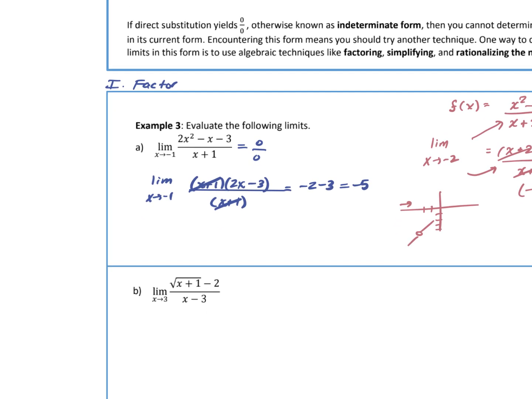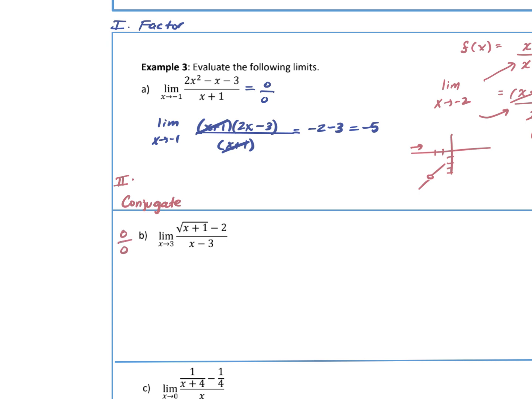All right, so next case here is going to be the conjugate. So again, you want to plug in. So if we plug in, you're going to get 0 over 0. I'm going to write it here, so I give myself some space over here. So what you're going to do is multiply top and bottom by the conjugate of the top. So it's root x plus 1 plus 2, over root x plus 1 plus 2. All right, so you have to write the limit each time. Until you actually plug the value in, you must write the limit.